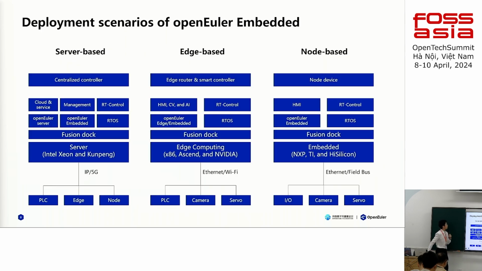All right. So actually, we can deploy our operating system as 3 different kinds of systems. Firstly, we can deploy it as a server so that it can control different kinds of node devices through the internet. We can also deploy it as an edge-based system for edge computing. And we can also deploy it as originally designed, for the embedded system, where it can control different kinds of peripherals.